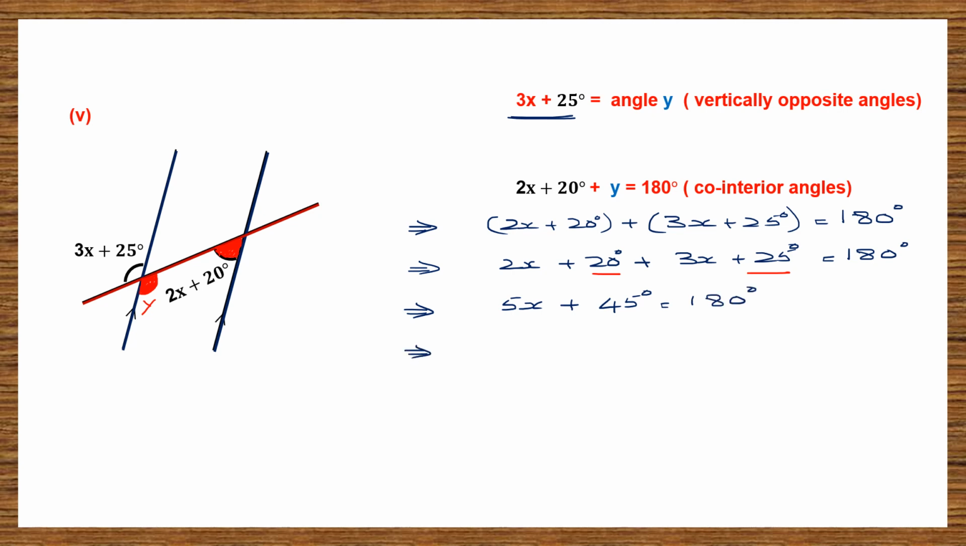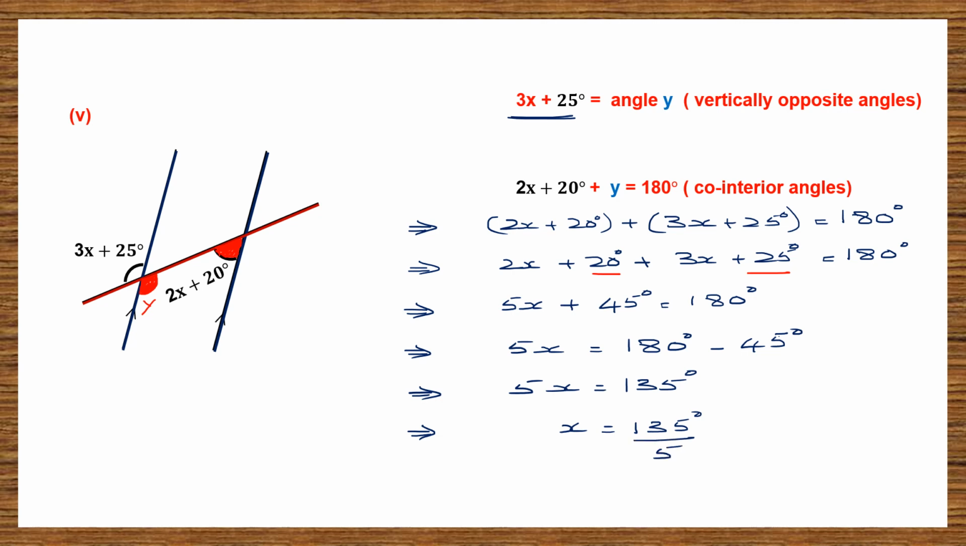Now let's find the value of only 5x. 5x will be equal to 180 degrees minus 45 degrees. So 5x is equal to 135 degrees when you subtract these two numbers. Now let's find the value of only x. X is equal to 135 degrees divided by 5. So you can divide 135 by 5 and you will get 27 degrees. So we have found the value of x. X is equal to 27 degrees.